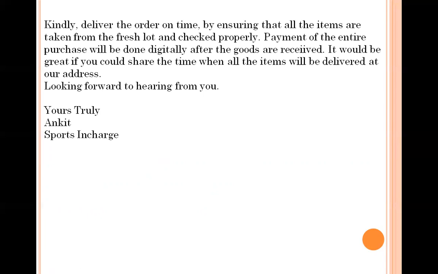Looking forward to hearing from you. Yours truly, Ankit, Sports in Charge. So this way you specify your requirements. You can also add that the transportation charges will be borne by the sender, and you can also add that if any damage occurs to the goods, it will be borne by the sender.